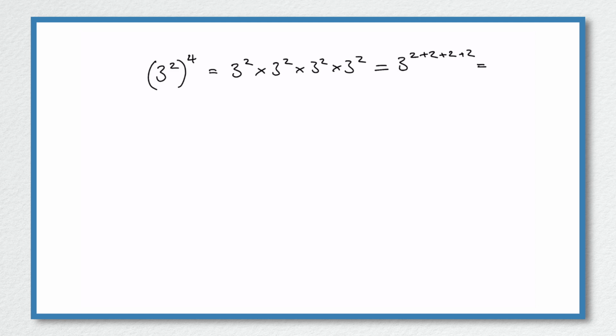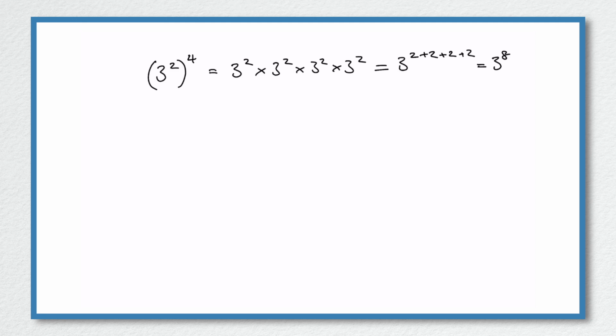Moving on to brackets. What I mean by that is if you had 3 to the power of 2 all to the power of 4. What that means is 3 to the power of 2 multiplied by 3 to the power of 2 multiplied by 3 to the power of 2 multiplied by 3 to the power of 2. And using the rule that we have already used, we'd have 3 to the power of 2 add 2 add 2 add 2, which is equal to 3 to the power of 8.